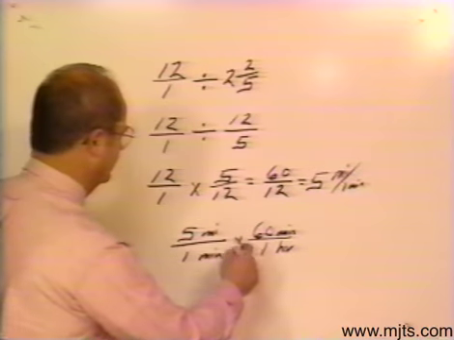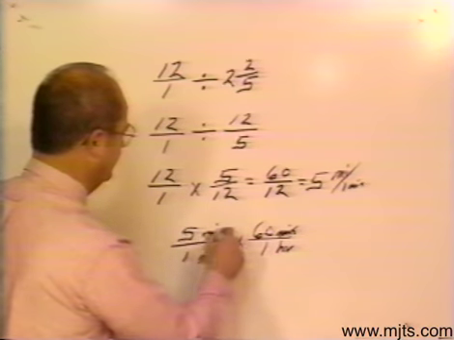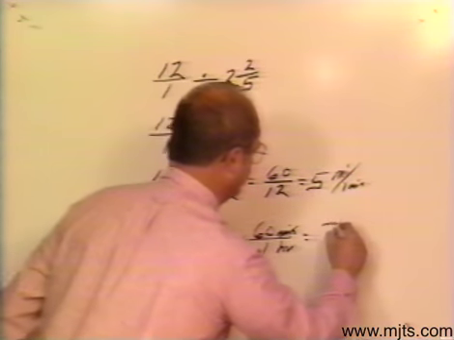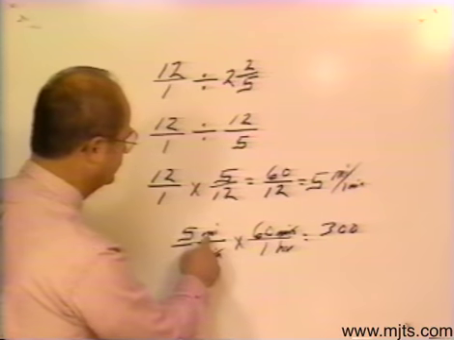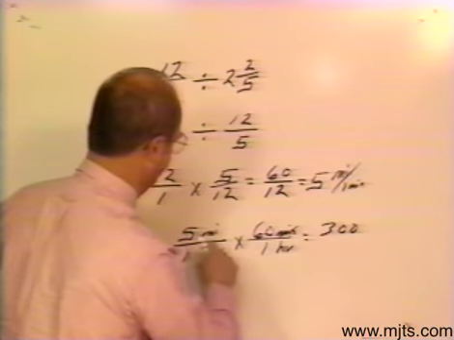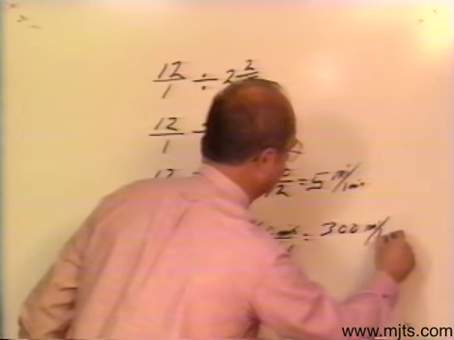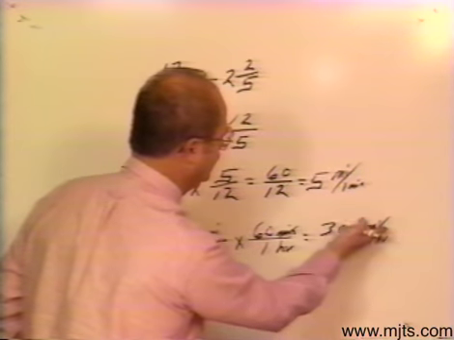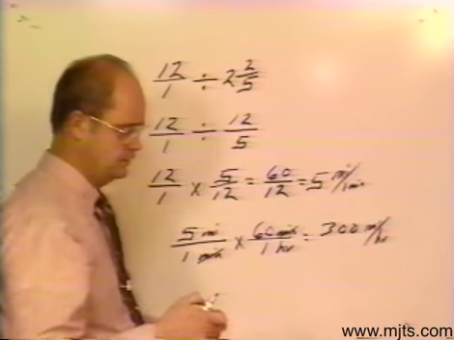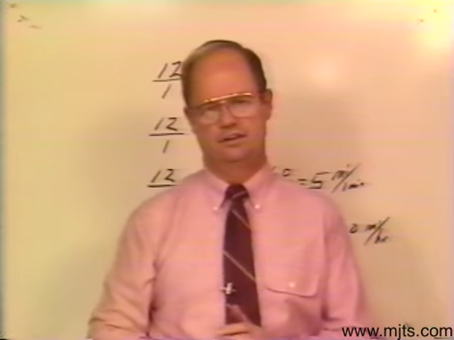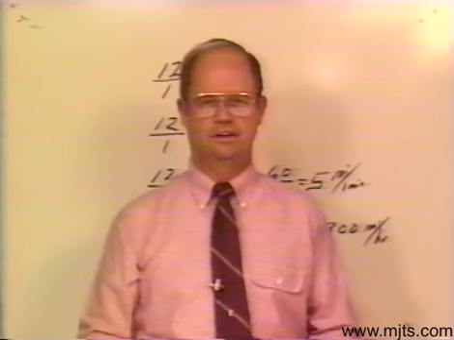What I would do here is that my minutes are going to cancel, and I'll have 5 times 60, which is equal to 300. And I've got miles left and I've got hours, so I would have 300 miles per hour. So I'm going 300 miles in 1 hour. That can have good application. We'll work more with conversions later on in the program.